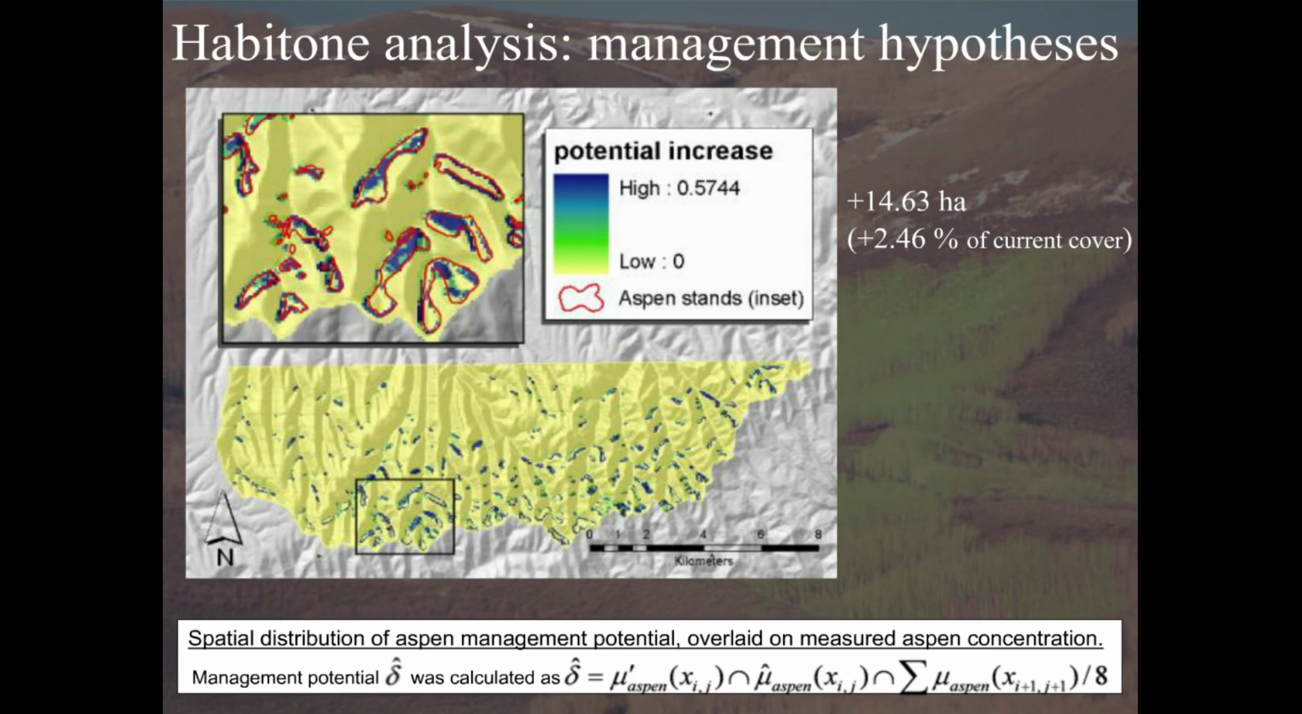And so this is what you come out with running the analysis all the way through. You get these areas. This probably has Douglas-fir in it. A lot of borderline areas around the aspen clones, and generally. Given this model, which is very heuristic, we can estimate that in one management cycle, if this whole area were to be managed, we would expect a 14.63 hectare increase, and that's a 2.46% increase over the current cover.